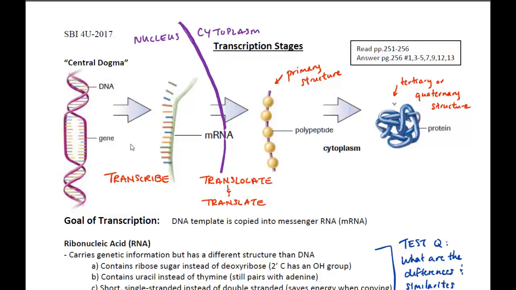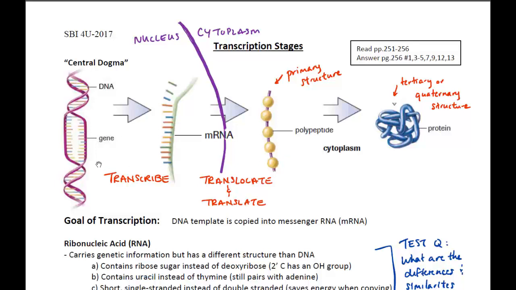Now that you've got the basics of how protein synthesis works, you have your transcription from DNA into mRNA, and then the mRNA is translocated, so it leaves the nucleus and moves out to the cytoplasm, and then it's translated by the ribosomes into amino acids, and then that gets folded, and you end up with a final protein. That's your tertiary or quaternary structure. So hopefully you've got that basic idea down with the terms transcription and translation.